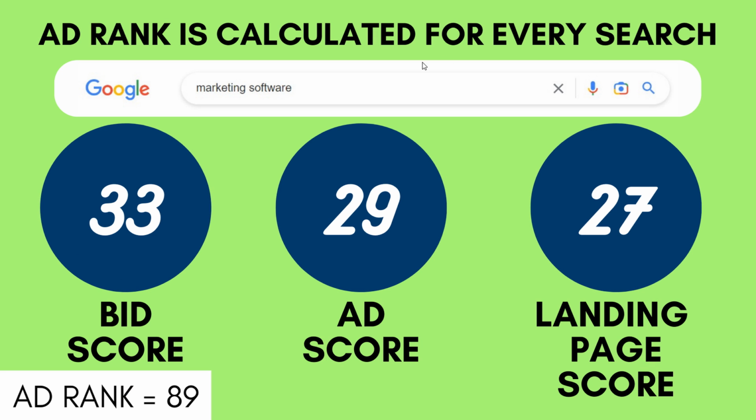So let's just say I do a search for marketing software. So your ad rank is calculated for every search. This is just an example score. They don't actually show that they're giving a score out of 100 or out of 10. The only score you're going to see out of 10 is the quality score, which is separate and is just one part that makes up your ad rank. So let's just say, for example, they give us a bid score of 33, an ad score of 29, a landing page score of 27. Our ad rank would be 89 for this example.